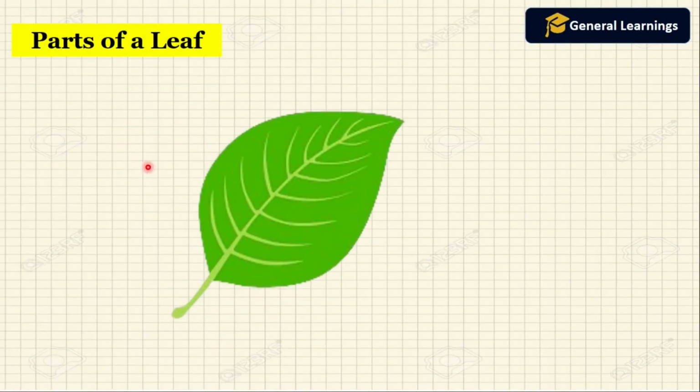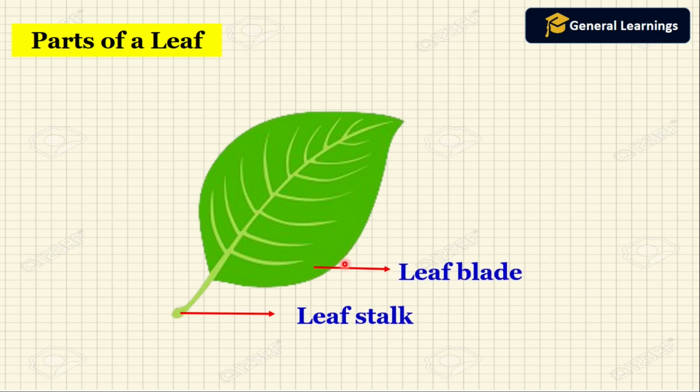Now we are going to see about parts of a leaf. The part that connects the branch to the leaf is called the leaf stalk. The flat and broad part of a leaf is called the leaf blade. The line which is seen in the middle of the leaf is called the main vein or midrib.